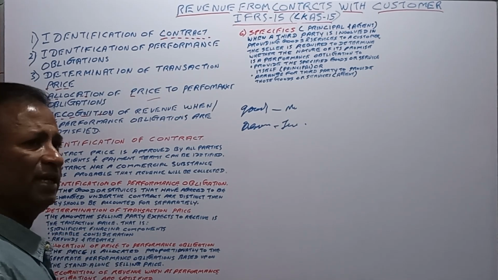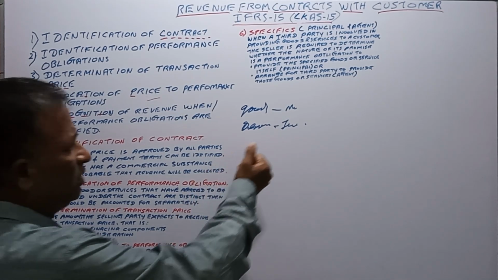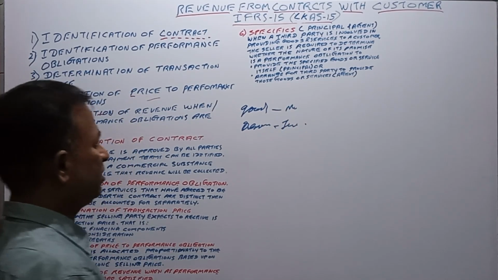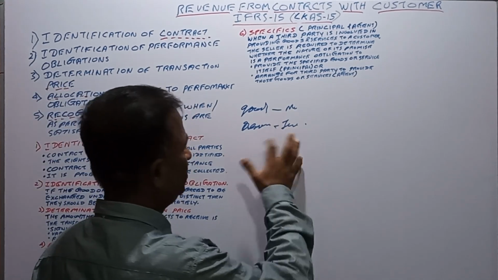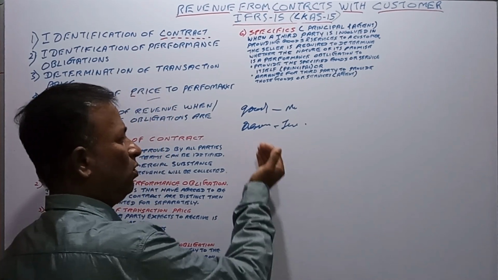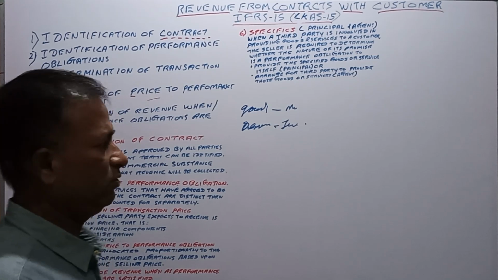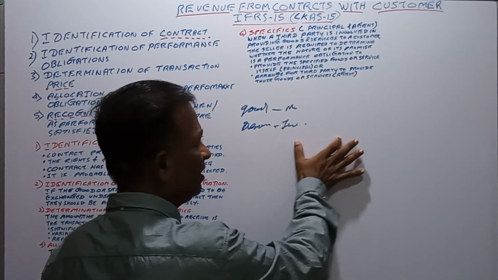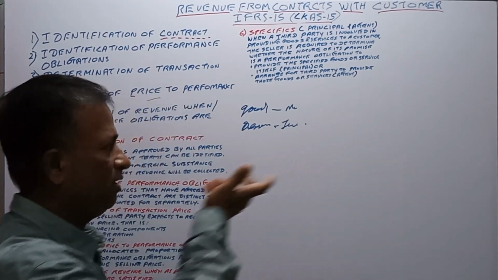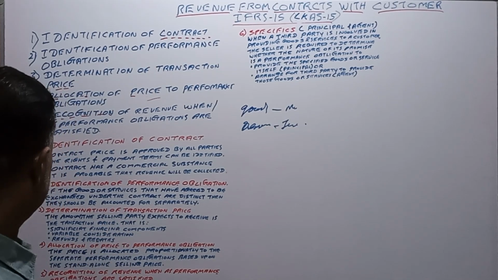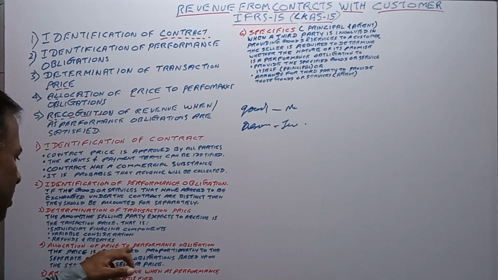Variable consideration, any other consideration involved in the transaction, and refunds and rebates. If you say after 2 years we will refund this much, or we will give a discount. If they give the discount at the earlier stage, fine. Otherwise they will keep a security deposit or something and refund at the end of the period. So refunds and rebates, that's what. And allocation of price to performance obligation.